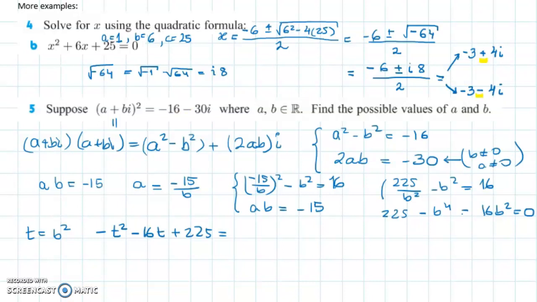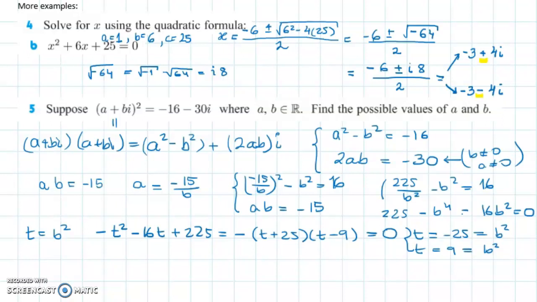Okay, I'm just going to factorize this. This is negative sign outside, and then I'm going to have (t plus 25) times (t minus 9). This is what I want to be equal to 0. You can check that this works. So I have the option that either t is equal to negative 25 or t is equal to 9. So b squared is negative 25 or b squared is equal to 9.